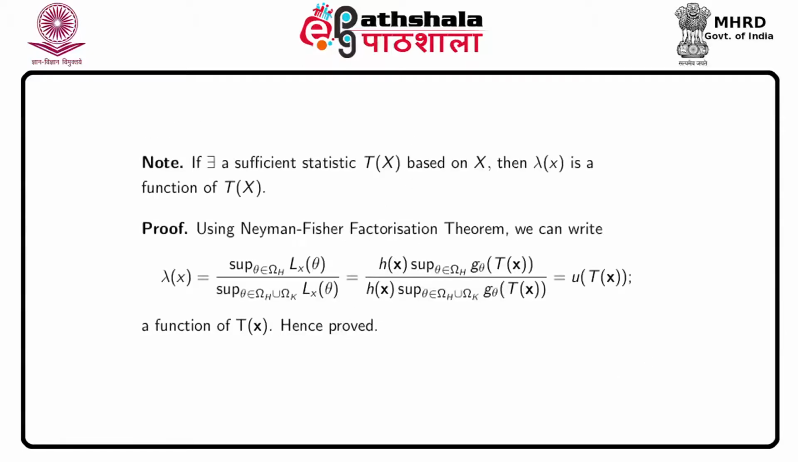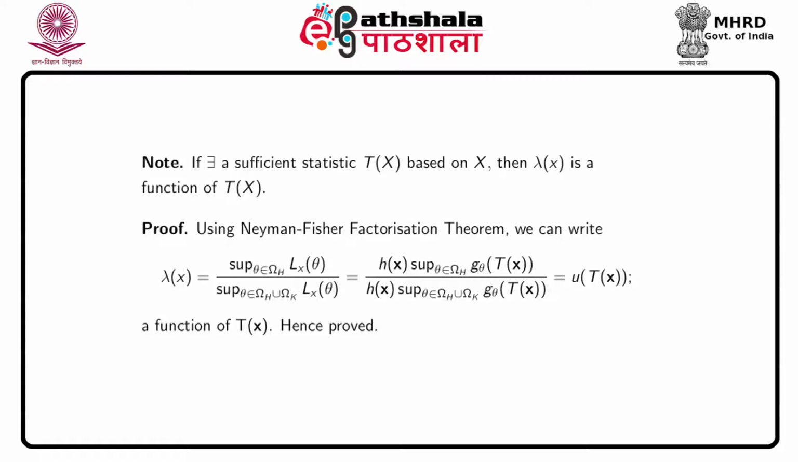Consider the following note. If there exists a sufficient statistic T(x) based on x, then lambda(x) is a function of T(x). As a proof of this note, using the Neyman-Fisher factorization theorem, we can write lambda(x) equal to supremum of L(theta, x), theta belongs to omega h, by supremum of L(theta, x), theta belongs to omega h union omega k, is equal to h(x) into supremum of g theta of T(x), theta belongs to omega h, by h(x) times supremum of g theta T(x), theta belongs to omega h union omega k.